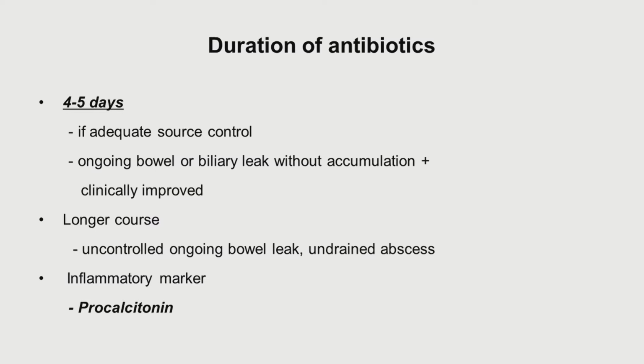Most surgeons have tendency to use antibiotics too long in leakage patients. If adequate source control or clinically improved leakage without accumulation was confirmed, 4 or 5 days usage is enough. However, if there are uncontrolled ongoing bowel leak or undrained abscess, antibiotics should be continued. Recent study recommended procalcitonin as inflammatory marker, not ESR, CRP, or WBC, traditionally used.